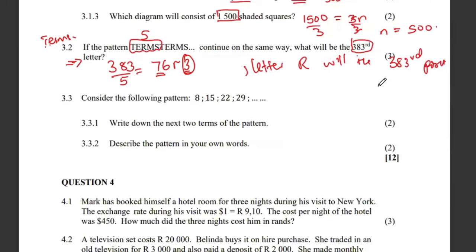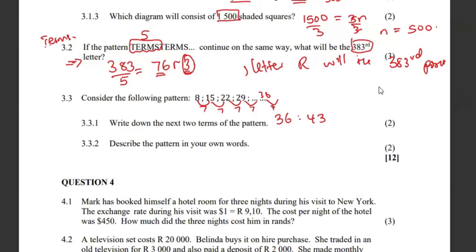Then 3.3 consider the following pattern of 8, 15, 22, and 29, meaning that we are adding just sevens. Right? Write down the next two terms. When you add a 7 there, we're going to get a 36. Okay, 36 plus 7, we end up with a 43.